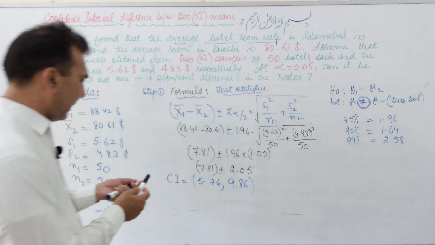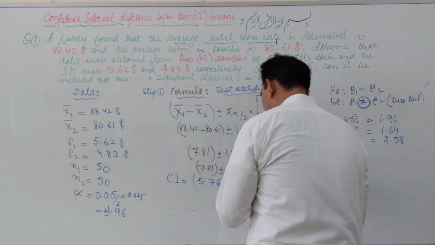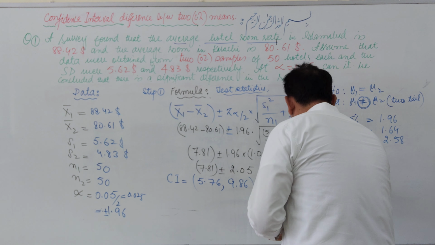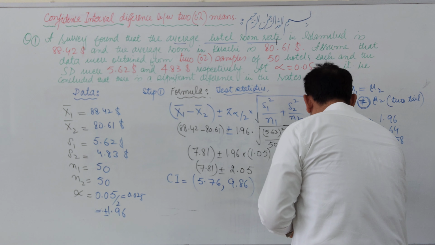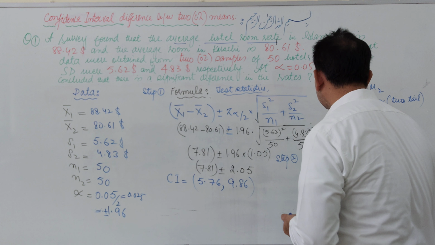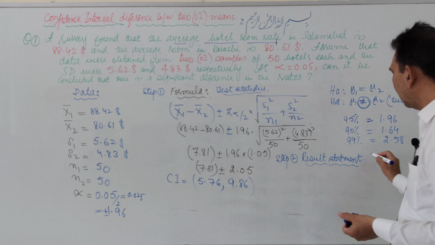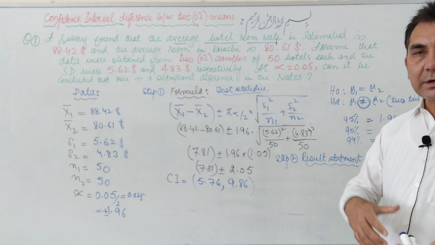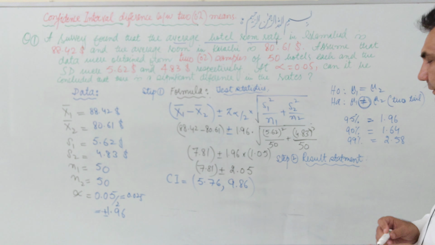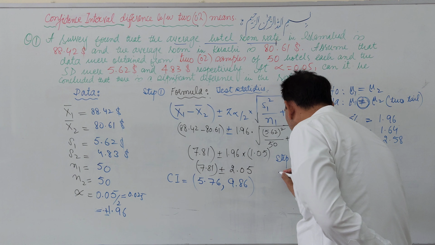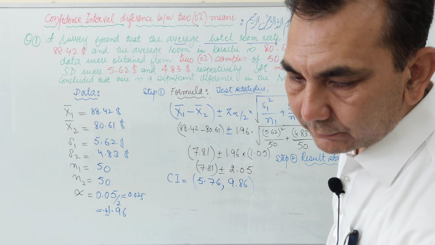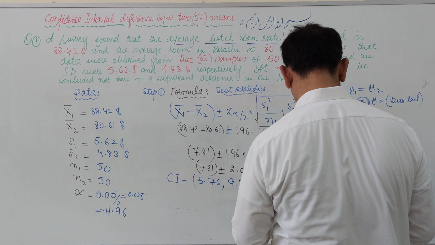Now we will go to step number 2. In step number 2, we will write down the result statement, or you can say result interpretation. Both are right. You can write down the result interpretation, or the result. Since we will write down the result statement.